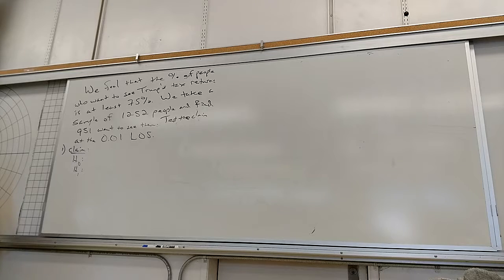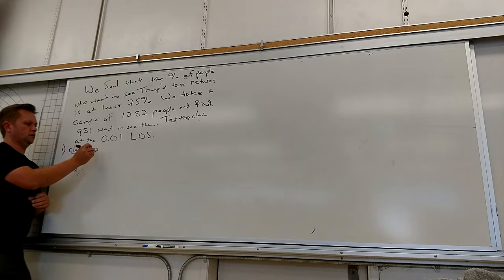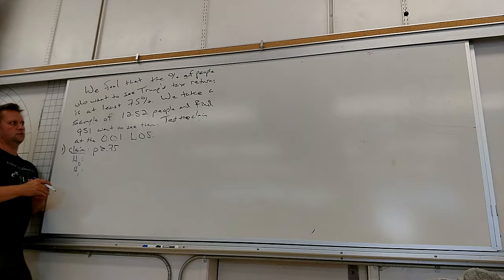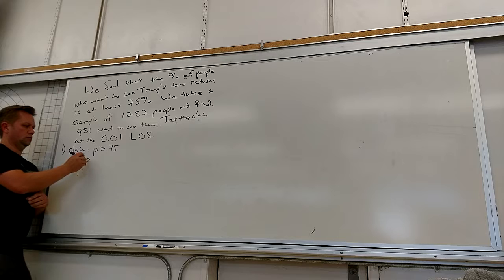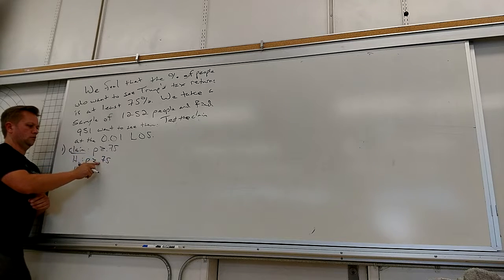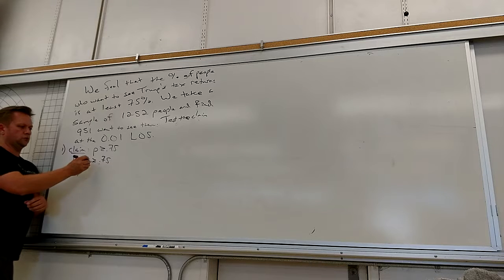So a claim was made. Would it be P? Yeah, so the claim is P greater than or equal to 0.75. 0.75, I like it. So which one is that going to be? The H0. And so what's the H1? What's the H1 going to be?